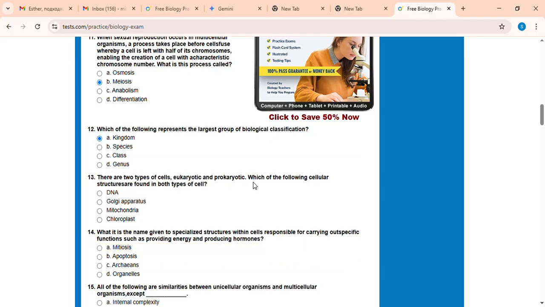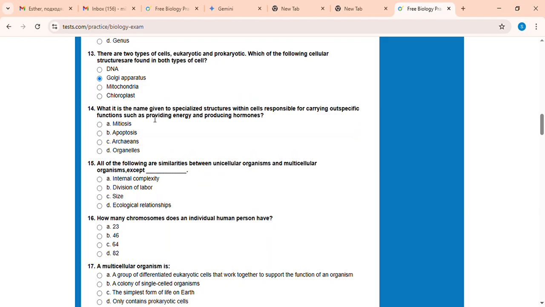There are two types of cell, eukaryotic, correct. Which of the following cellular structures is found in both? Trick question. Organelle or cellular structure, chloroplast in the plants. How do plant cells make energy? Photosynthesis. I'll just go with Golgi apparatus. I really hope I'm correct because Golgi apparatus does some protein things. What is the name given to structures within cells for carrying out providing energy? Oh, okay, organelles.